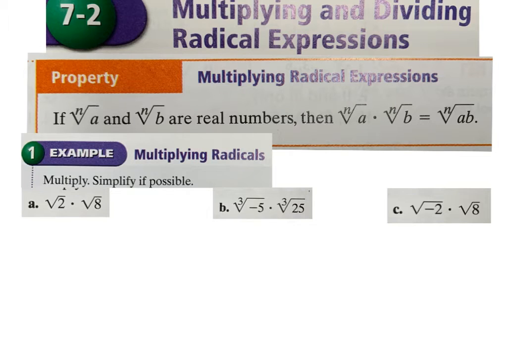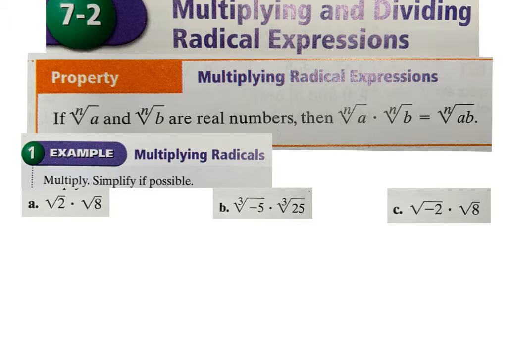Page 368 in your books. We're looking at multiplying radical expressions. If you multiply two radical expressions, first of all, pay attention, they have the same index. If they have the same index and you are multiplying them, you can just multiply what's inside. Okay? So if you're multiplying like indexes, you can multiply what's inside.